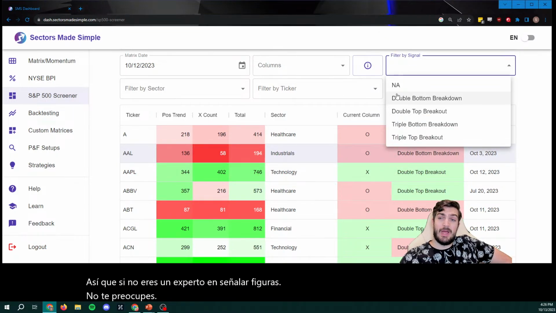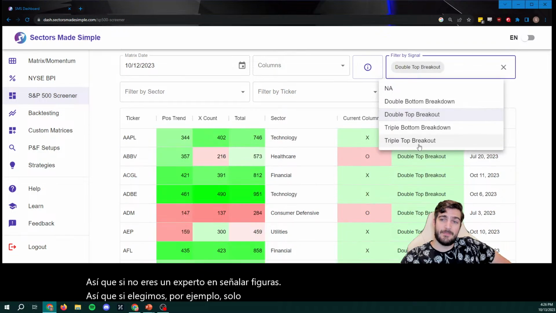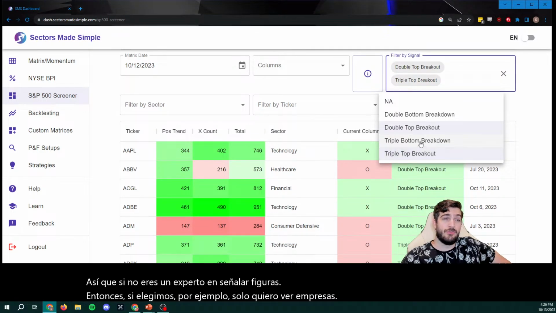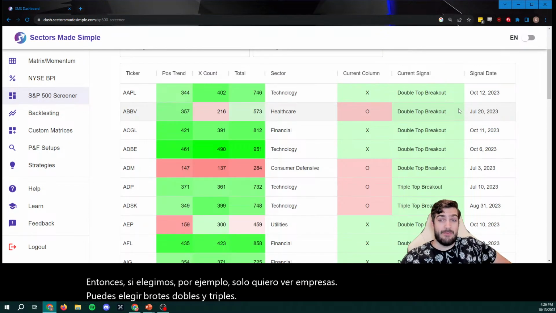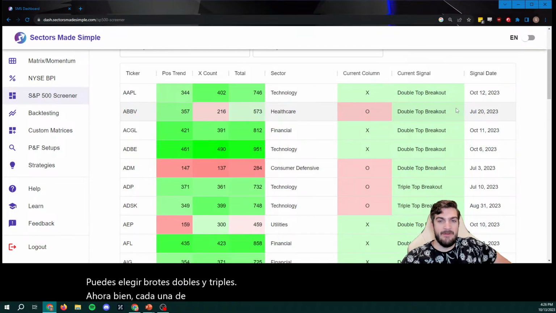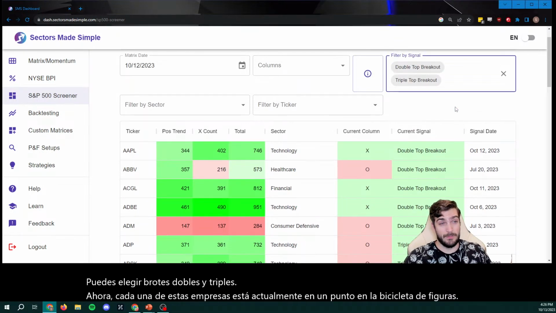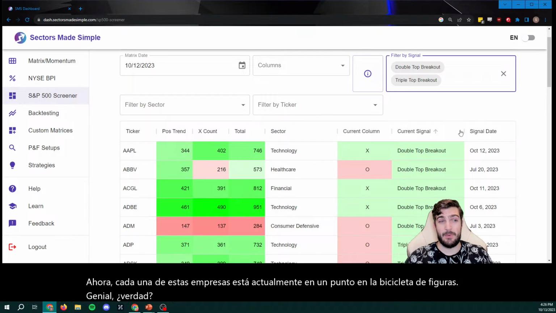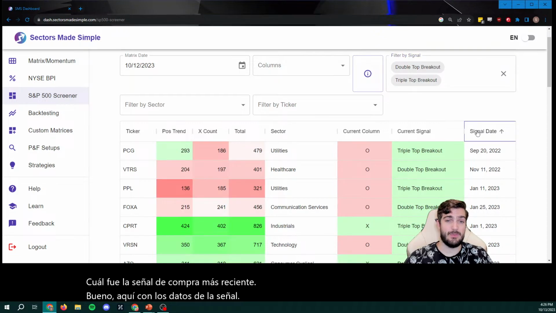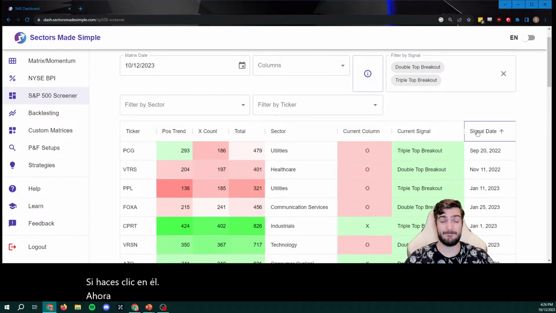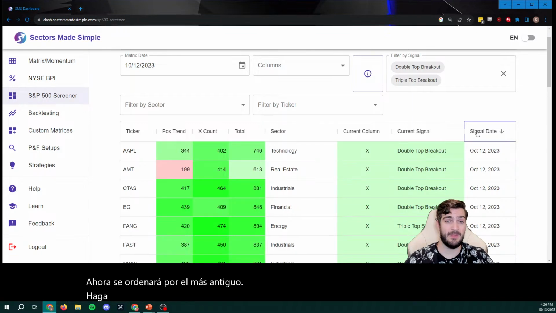So if we choose, for example, I only want to see companies on breakouts, you could choose double and triple top breakouts. Now, every one of these companies is currently on a point and figure buy signal. Cool, right? Now, what if I wanted to see what the most recent buy signal was? Well, over here with signal date, if you click it, it will now sort by the oldest. You click it again, the most recent.